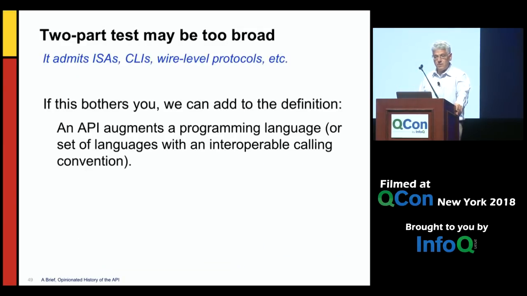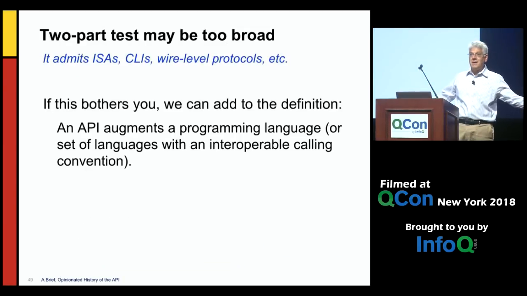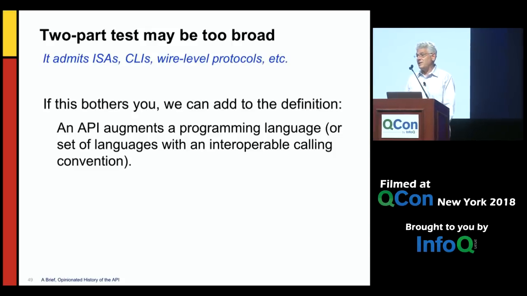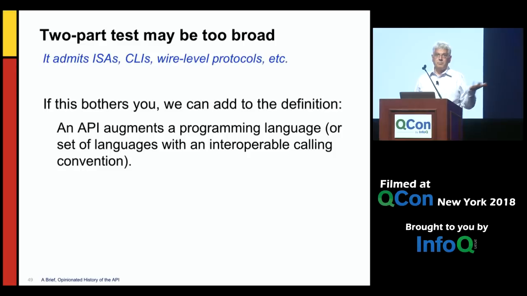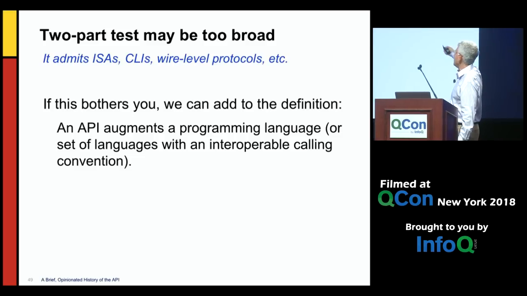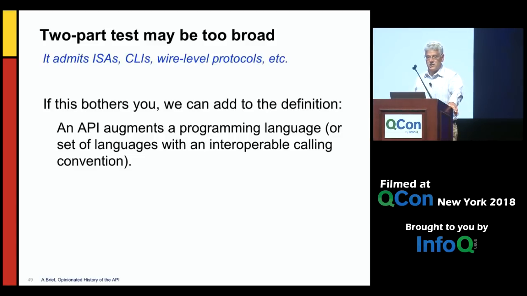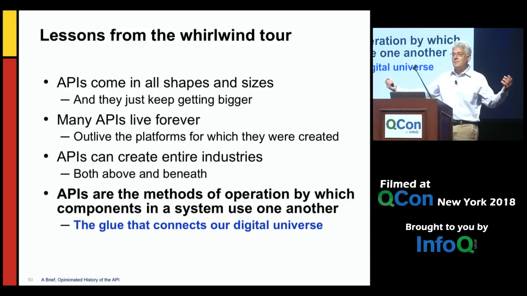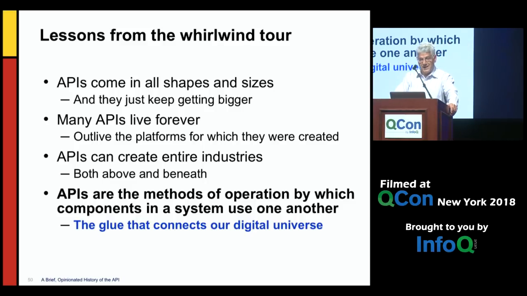What have we learned from the tour? Well, first of all, the two-part test may be too broad. It admits instruction set architectures and command line interfaces, wire level protocols and the like. If we want to take them out, we can amend the definition to say that an API must augment a programming language or calling convention. But more importantly, we learn that APIs come in all shapes and sizes, and they keep getting bigger.